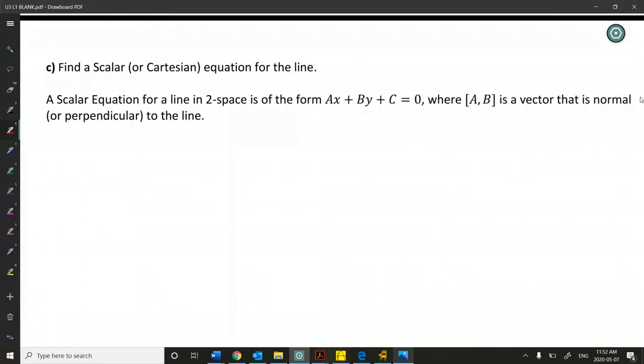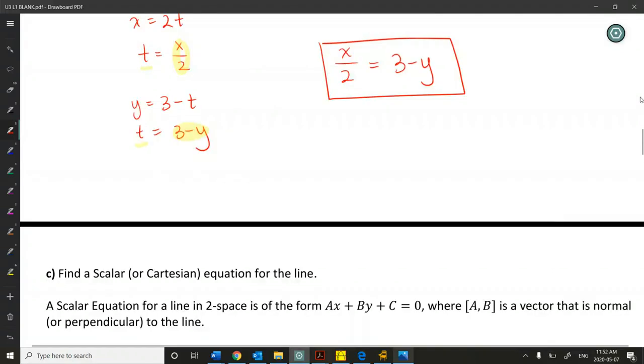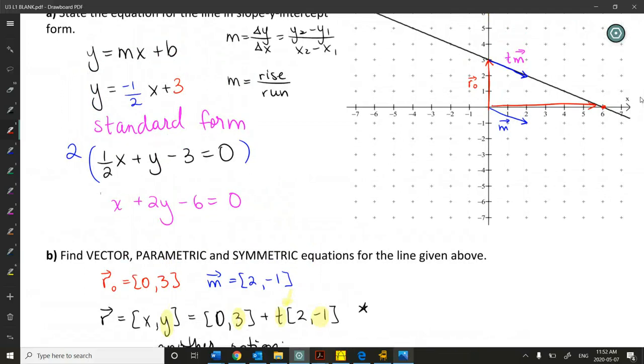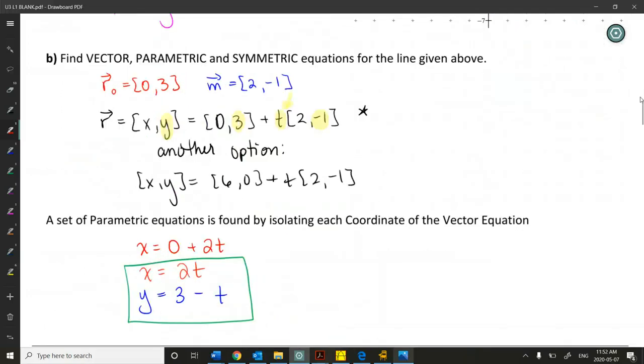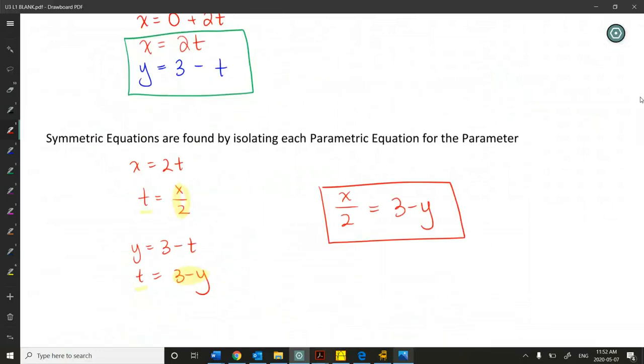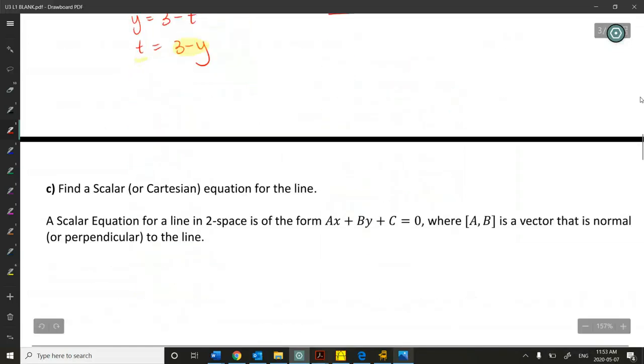Okay, and lastly, I want to see if we can find the scalar equation given our new vector equation and parametric and symmetric equation knowledge. So we did find it up here, so we should expect our answer to be x plus 2y minus 6 equals 0. But I'm going to show you how to get that from the vector equation, and if you happen to have the symmetric equations, you can get the scalar equation really quickly from that as well.